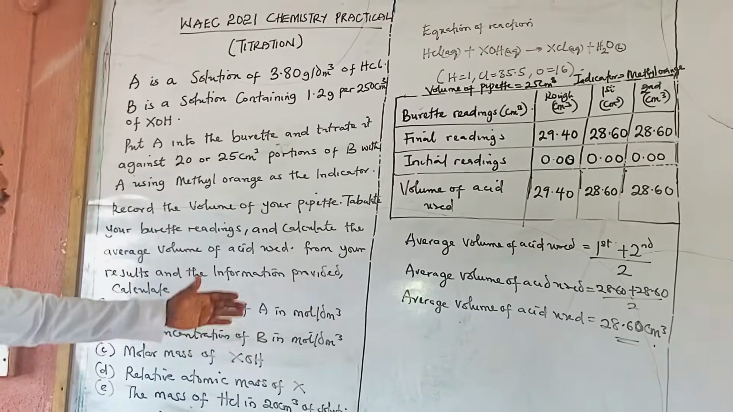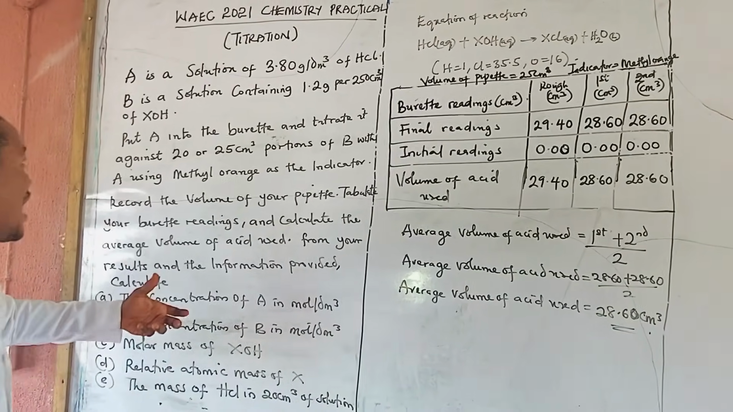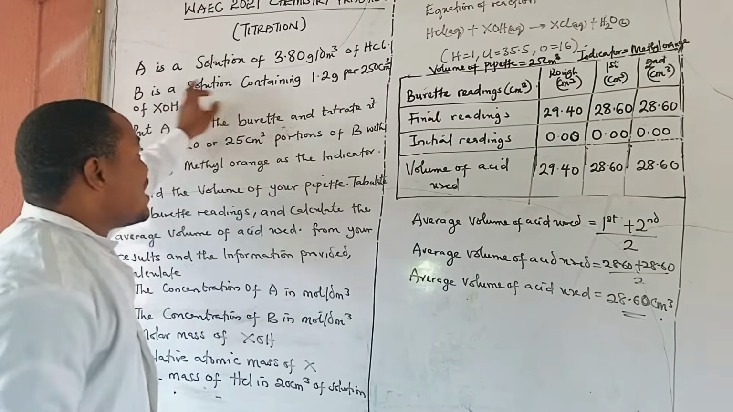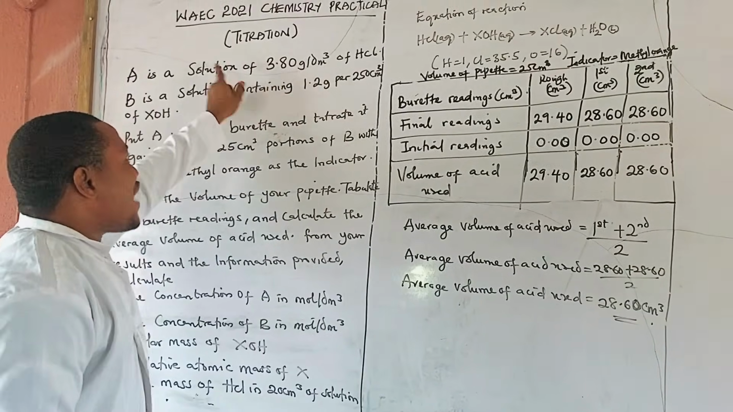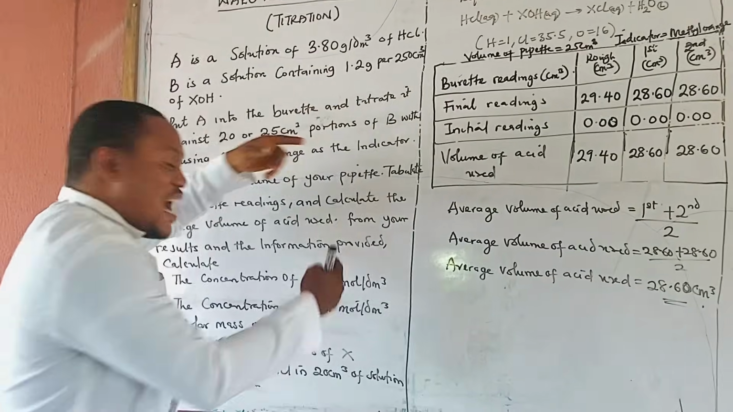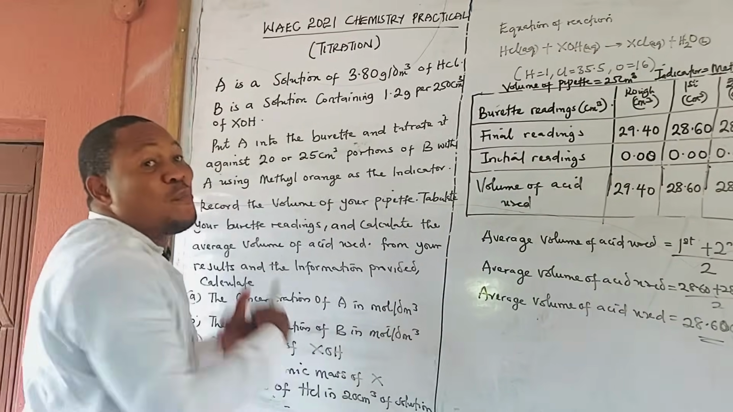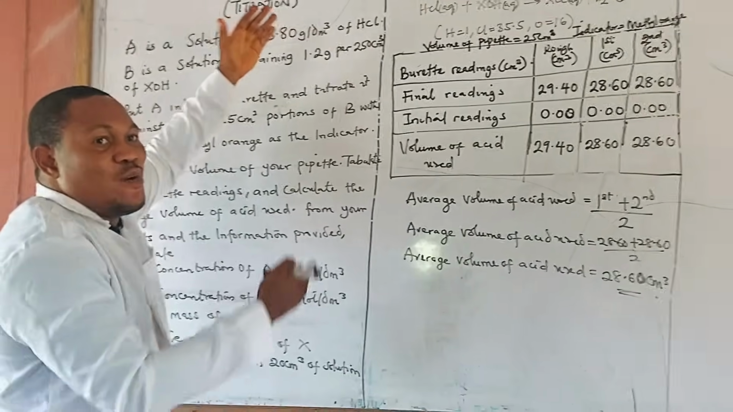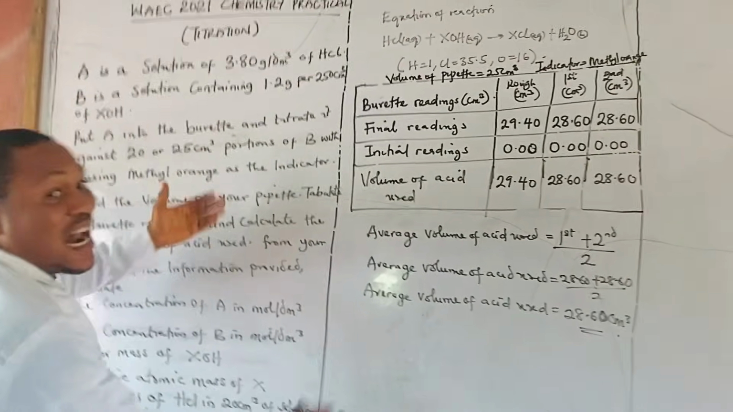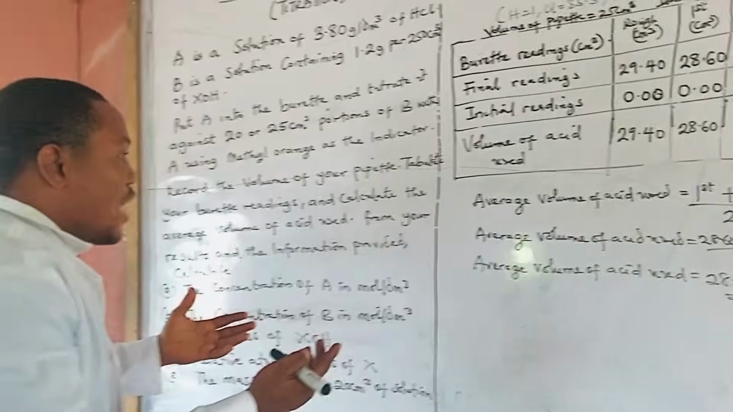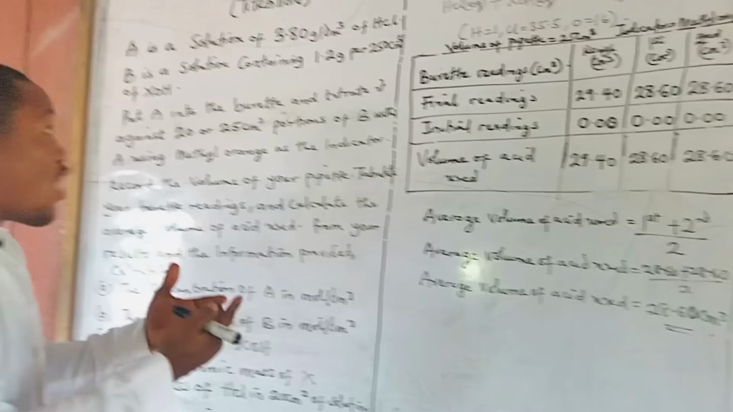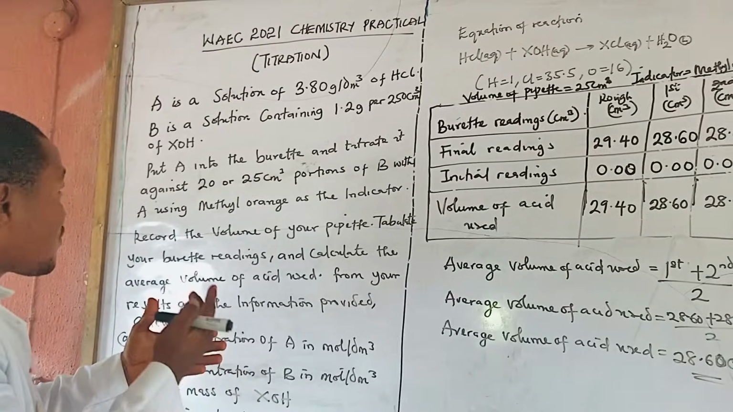The concentration of A in dm cube, I've said this in my last video. If you look at A, they gave you A in gram per dm cube. Now they're asking you to look for it in mole per dm cube. Sometimes when I give you in mole per dm cube, they will ask you to get A in gram per dm cube. Of course, we are not supposed to be afraid or scared of that. We already know the formula that connects those things together.